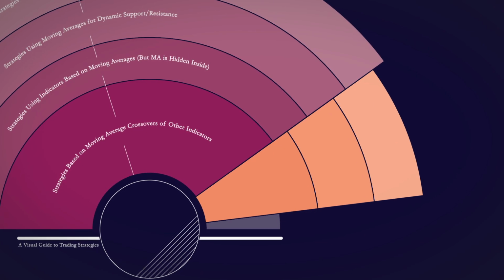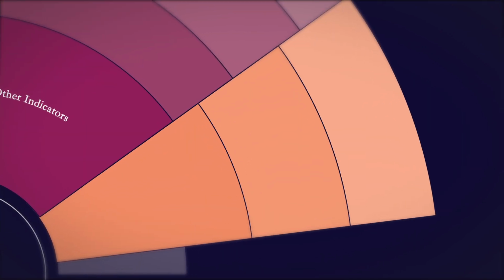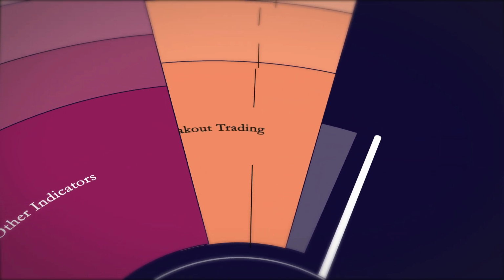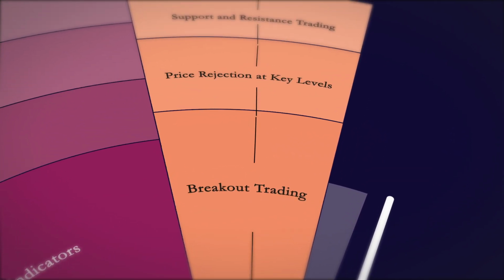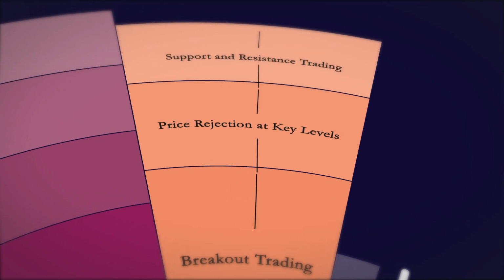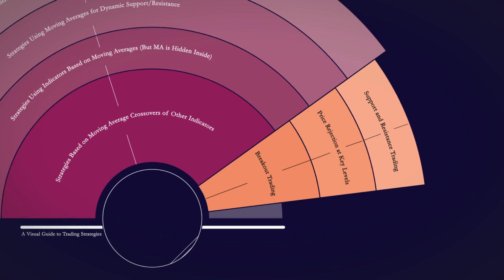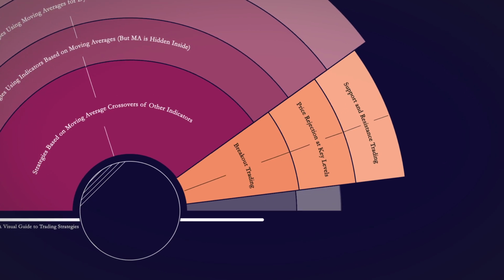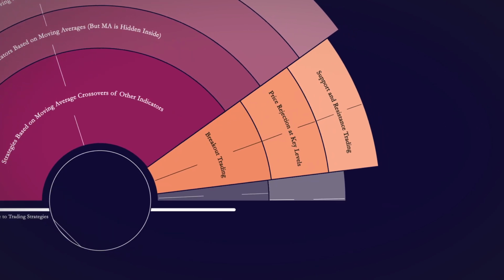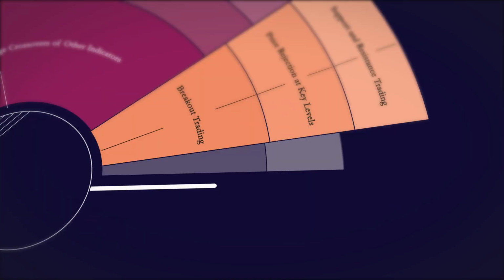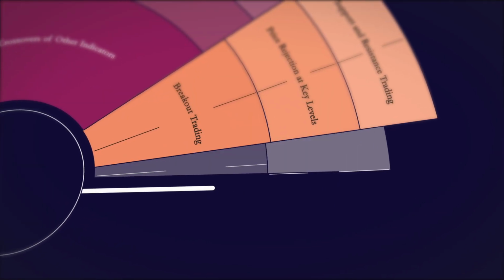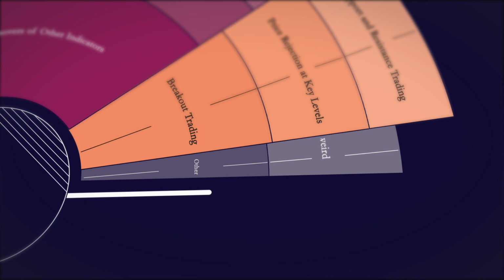Then you've got this smaller slice, about 16%. These are the purists, the price action traders. No indicators, just raw market movement, support and resistance, and maybe a bit of psychology. And this last 4%, that's, well, everything else, the weird stuff. Bots, algos, astrology, who knows.